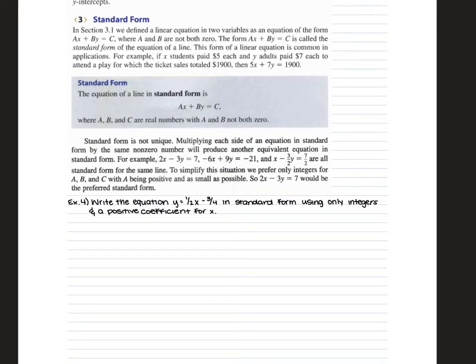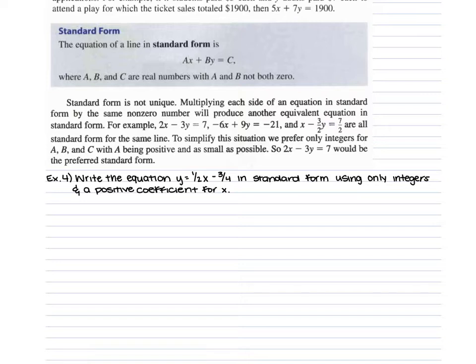Standard form is ax plus by is equal to c, like we said before. For example 4, we're writing the equation y is equal to 1/2 x minus 3/4 in standard form using only integers and a positive coefficient for x. So when you're working with standard form, your a and your b should be whole numbers and a should be positive. So if we look at this, we have y is equal to 1/2 x minus 3/4.